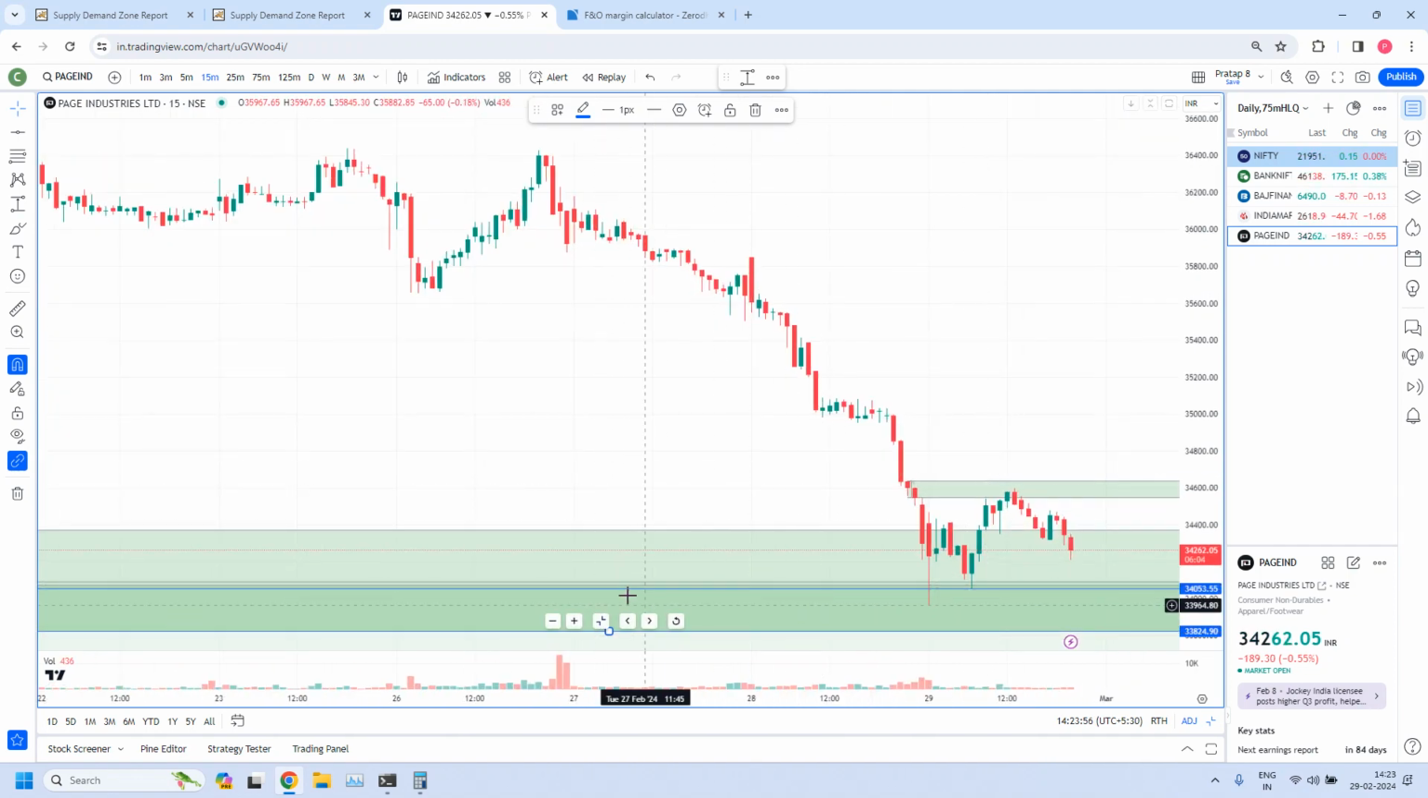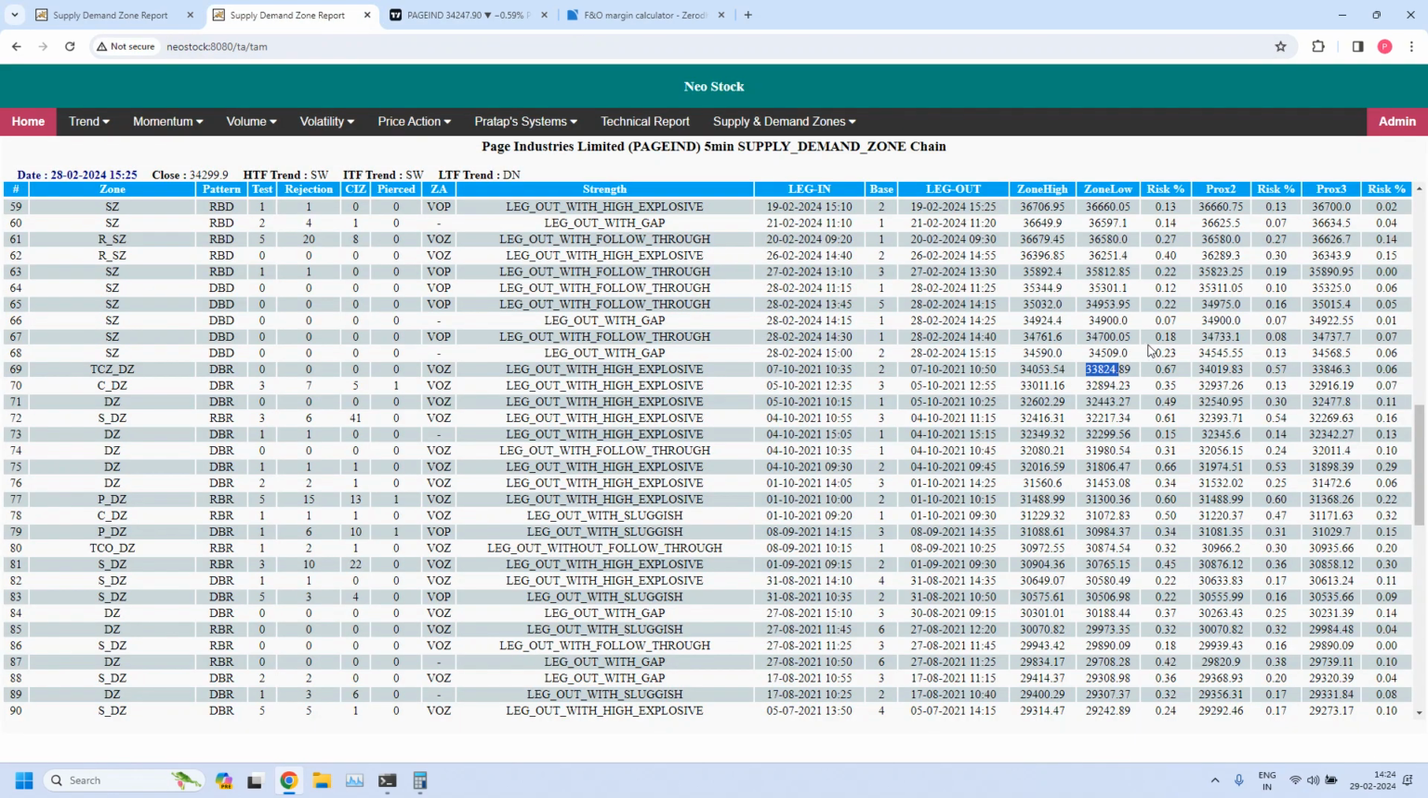But this is a type 1 entry of the 5-minute zone. But the 15-minute zone we have drawn is a type 2 of the 15-minute zone. Still, if you feel the risk is high, what can you do? Take a type 2 entry. Already in the report I gave you, even for type 2, proximal 2. See here, Prevo X2, proximal 2.